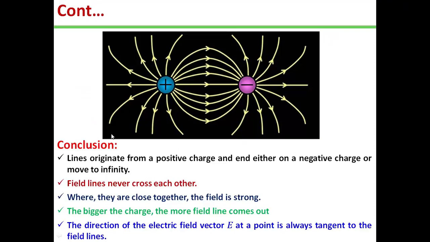Therefore, some conclusions can be made for the electric field lines. The electric field line originates from a positive charge and terminates either on a negative charge or moves to infinity. Electric field lines never cross each other. The closer the electric field lines, the stronger is the field. The number of field lines depends on the charge, that is, the bigger the charge, the more electric field lines. The direction of electric field E at a point is always tangent to the field lines.